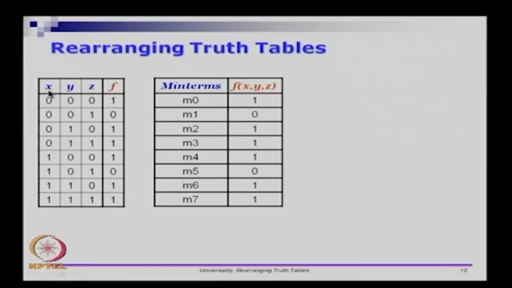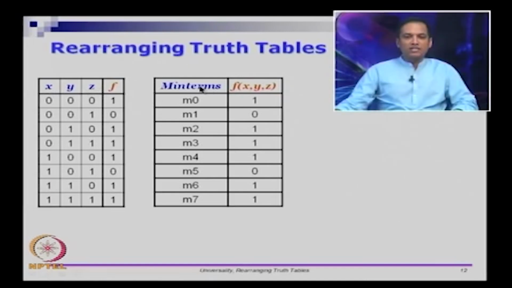So let us start with the same function here, x, y and z, and this is my function f. The first thing I am going to do is, instead of saying x, y and z, I am going to say these are the min terms, and I preserve the order in the output. So, f of x, y, z. I know that the order of the inputs is x, y and z, because that is the order from left to right. So, I know the min terms now.